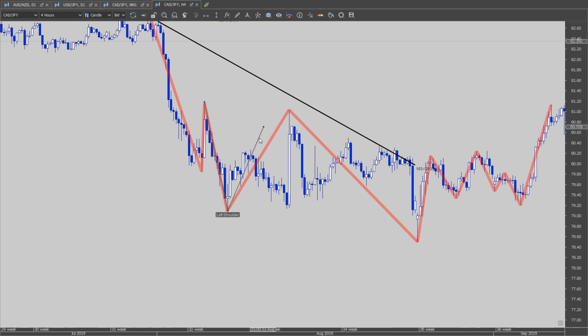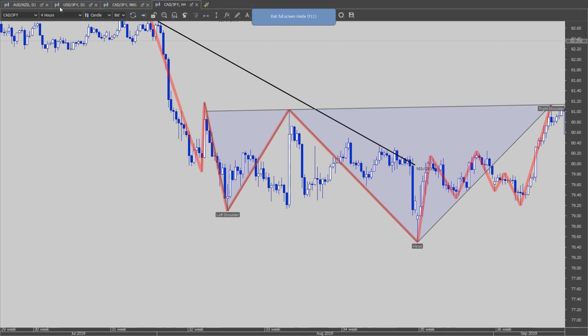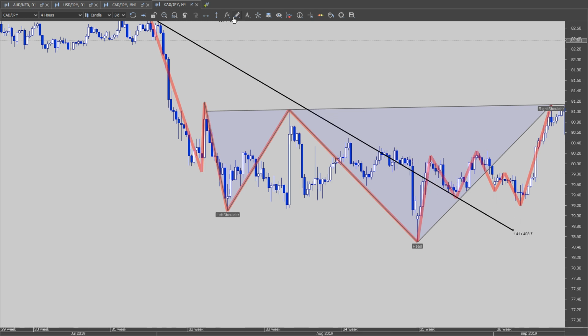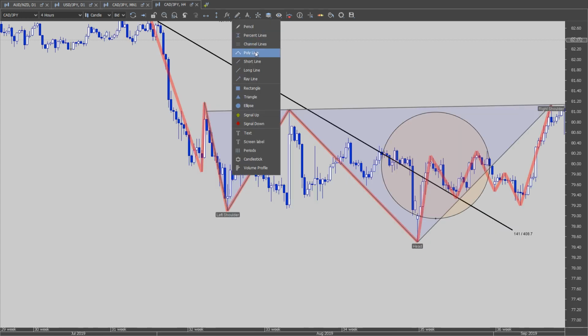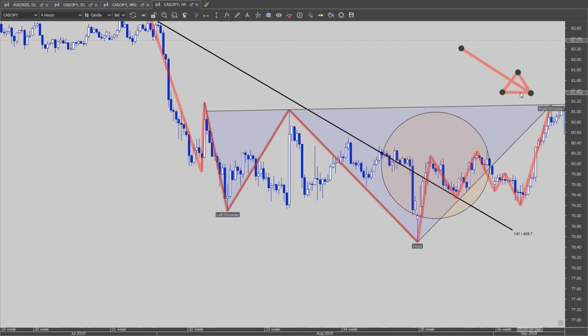Left tip, center tip. Okay, I'm going to leave it like this for the time being. Number one, trendline break. Do we have a trendline break? We have it. So one, check. We have a trendline break, not in here, but in here. Number two, when the trend line is broken, there must be a higher high. So check, we have a higher high in here.